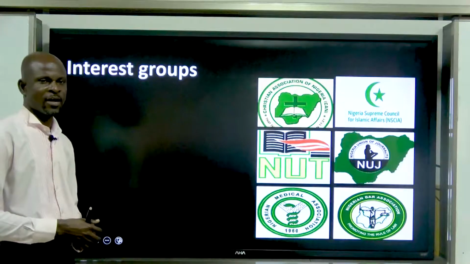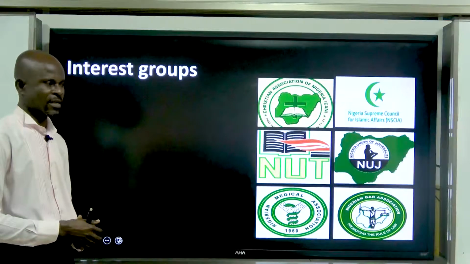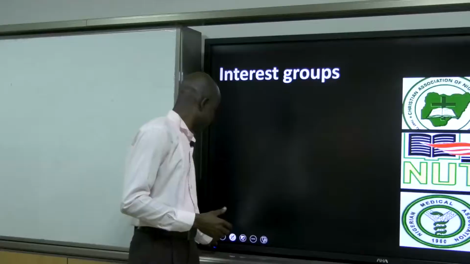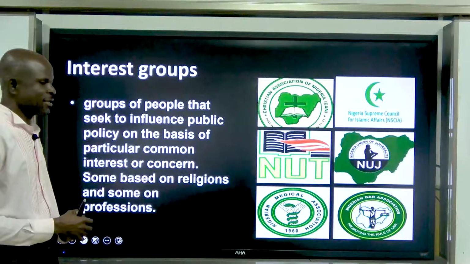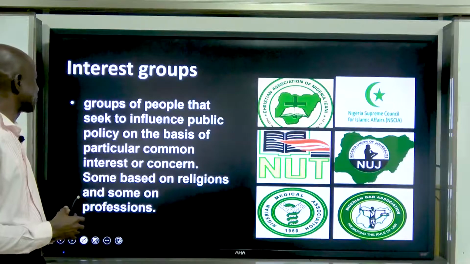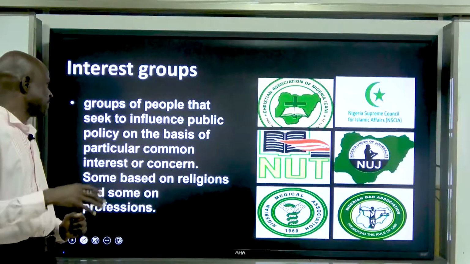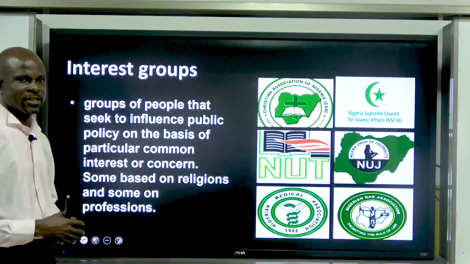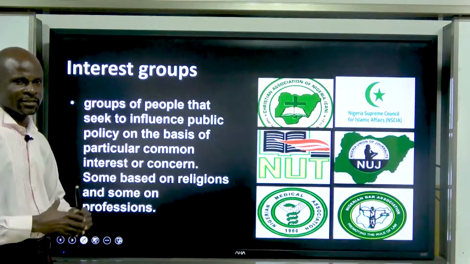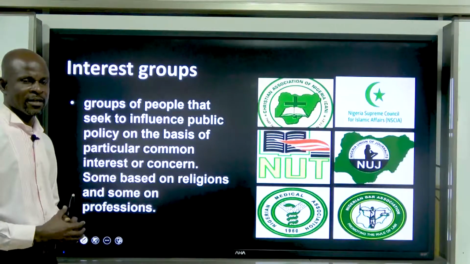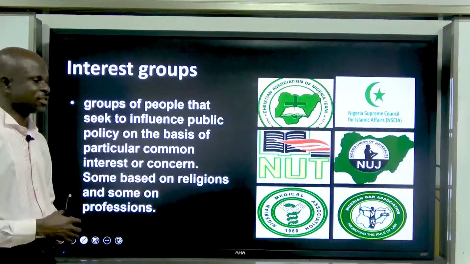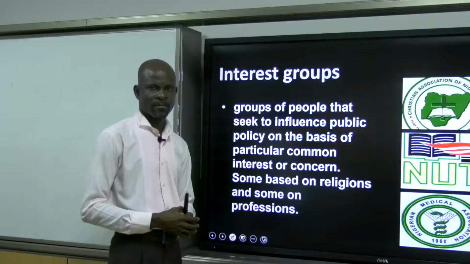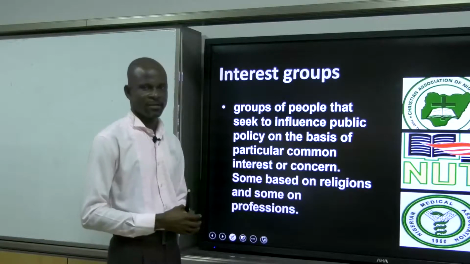Now, we also have interest groups. An interest group is a group of people that seek to influence public policy on the basis of particular common interest or concern. They share common concern, they want salary increase, they want policy change, they want better treatment, maybe from their employers.